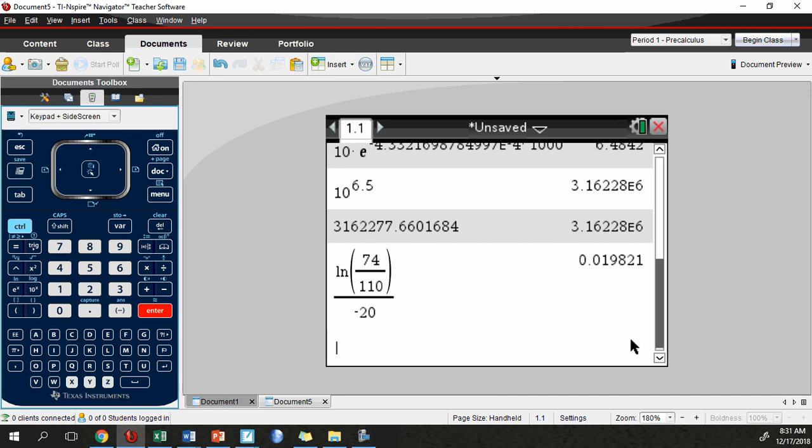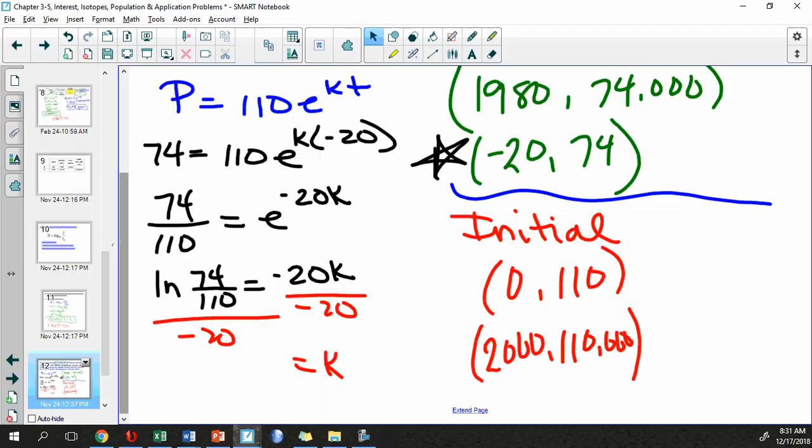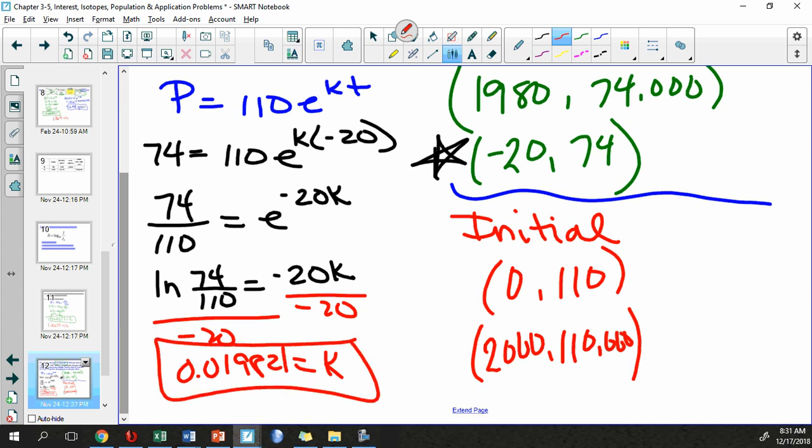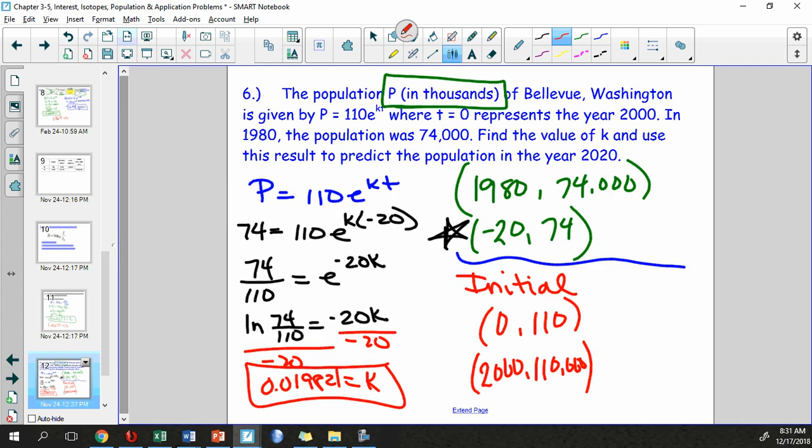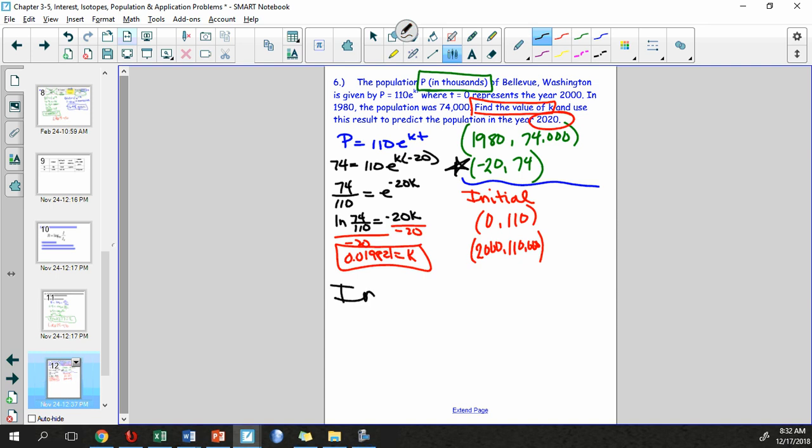It's going to be 0.019821. That's my rate. Now, let's go back to my problem. Find the value K, we did that, that's my rate, and use this result to predict population 2020. Okay, so what's 2020 going to represent? Very good. So in 2020, that corresponds to the year 20. Do we all understand that?